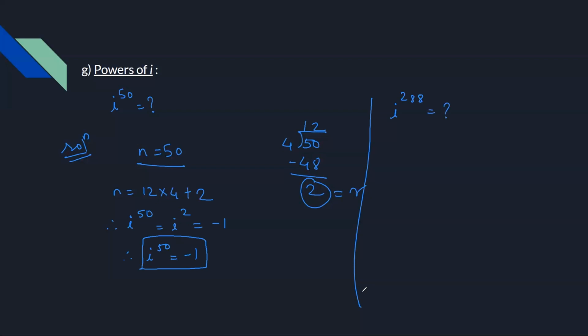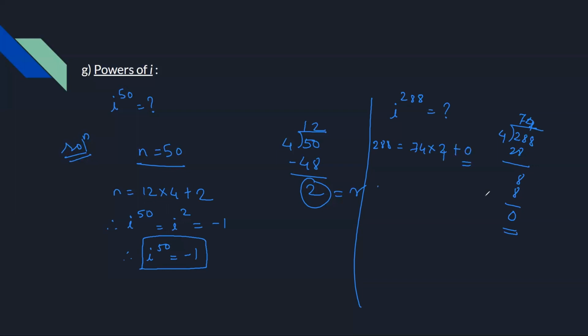So how would I split this? If I divide this by 4, what will I get? 4 sevens are 28, and here 8 twos are 8, 0. Now my remainder over here is 0. So my 288, that is n, can be written as 74 times 4 plus 0.